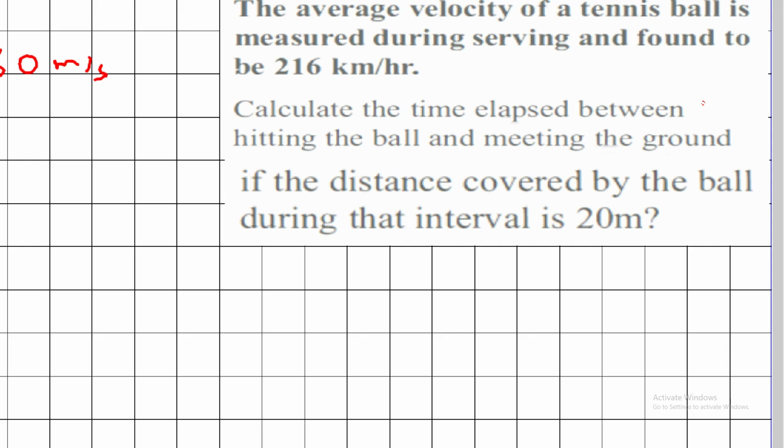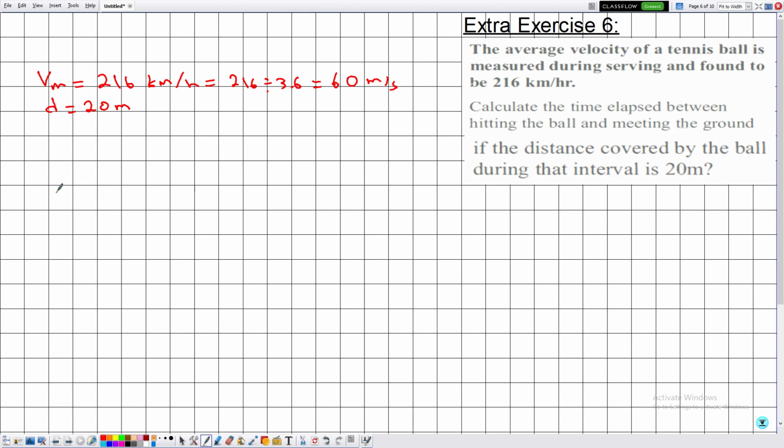In fact, they are telling me the time elapsed between hitting the ball, so this is the instant t1 when we hit the ball, and this is the instant t2. And the time elapsed means the difference between t1 and t2, which is given by delta t. So we are interested in determining delta t. As usual, we start by writing the formula: Vm is equal to d divided by delta t.